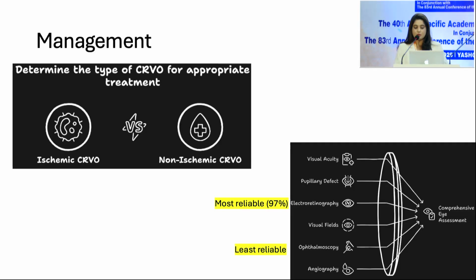There are various comprehensive eye assessments that we do in CRVO cases. We do the morphological tests and the functional tests. In the functional tests, we do visual acuity, the pupillary defect (RAPD), electroretinography, and visual fields. Coming to the morphological tests, we do ophthalmoscopy and angiography. Among them, the most reliable is electroretinography, but if combined with the RAPD, it is the most reliable among all these tests. The least reliable is clinical ophthalmoscopy.